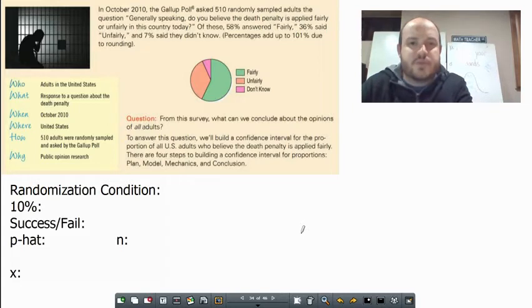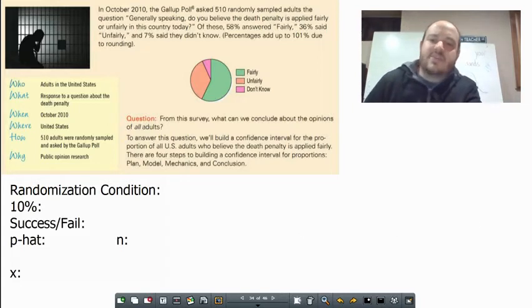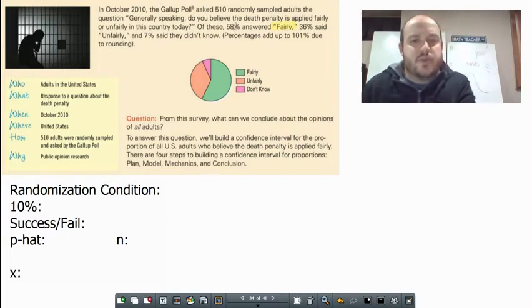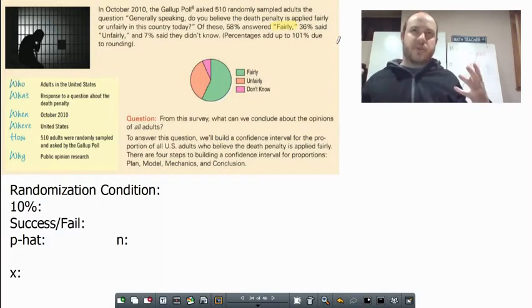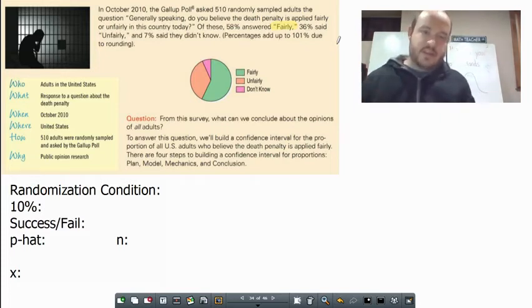So in this case, which one's our largest one? The answer fairly is going to be our largest one. So we're going to run our confidence interval using our p hat of 0.58, and that way we can give a good proportion of all of America. It's going to be somewhere around there that we believe answered fairly to this question.